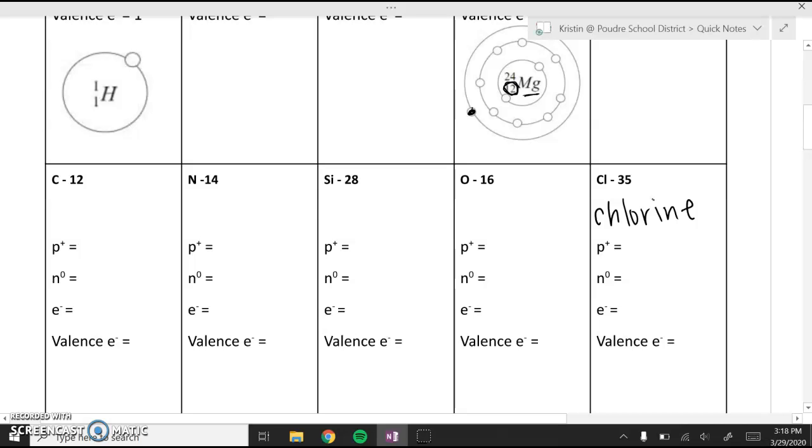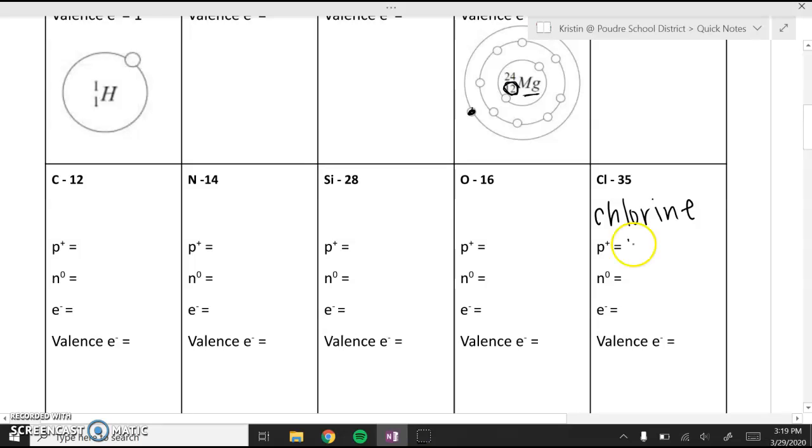It is number 17. I'm pretty sure somebody stole my chemistry book off of my desk. Hold, please. Good news, you guys. I found it.